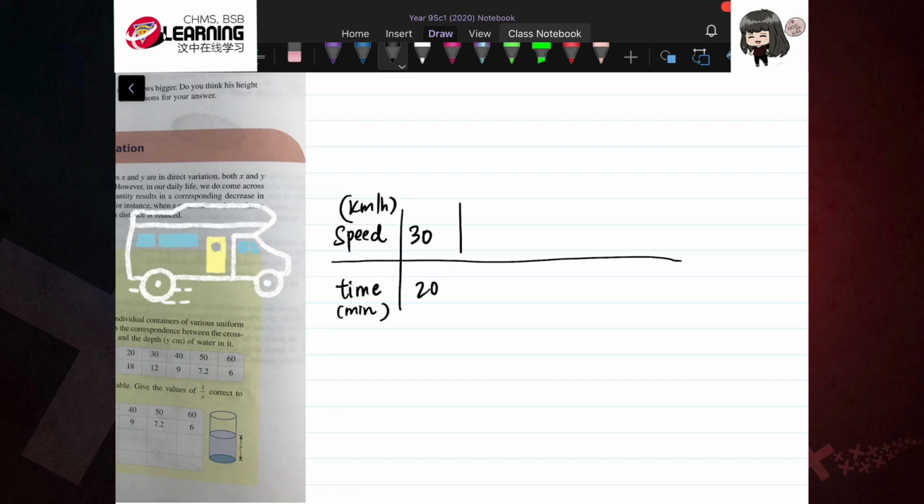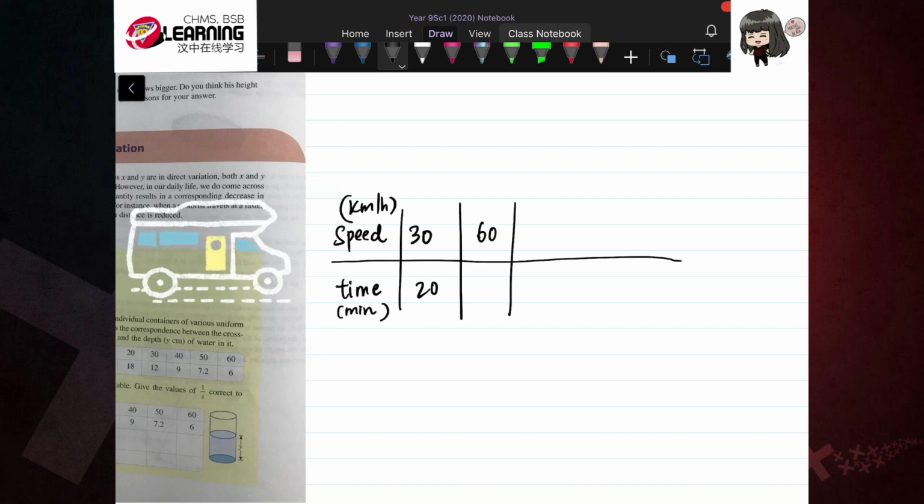So let's say you speed up the bus to 60 kilometer per hour. So will the time increase? Think about it. If you are going faster now by the bus, the speed is increasing, so will you reach Gadong in less than 20 minutes or more than 20 minutes? It will make sense to you that the time will be less than that.